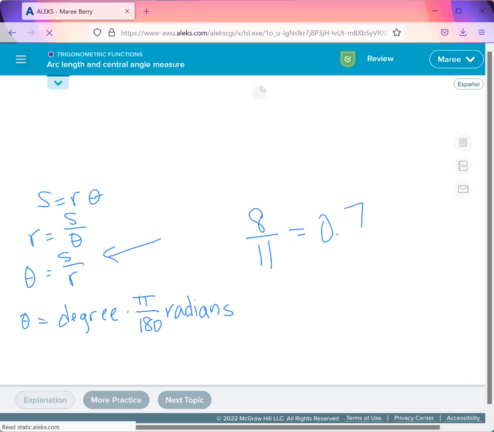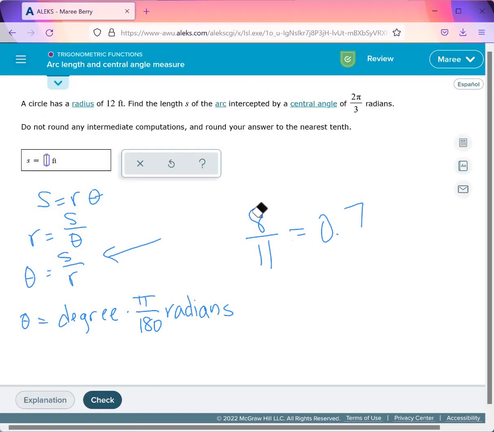And let's do one more practice problem here. The circle has radius of 12 feet. Find the arc length, S, of the arc intercepted by the central angle of 2 pi thirds radians. So they're giving us the radius and the central angle. We're trying to find S.